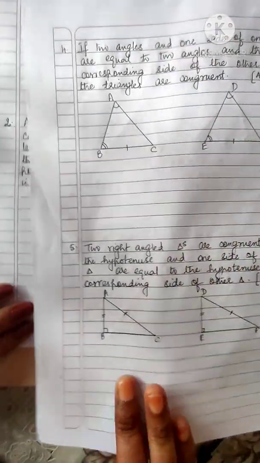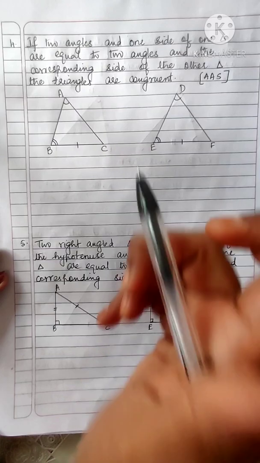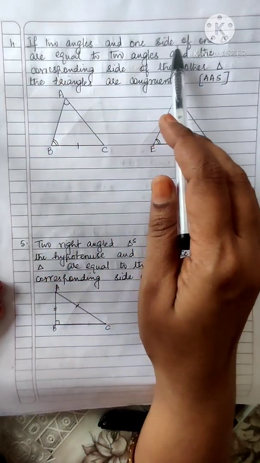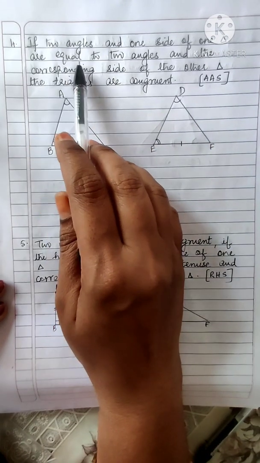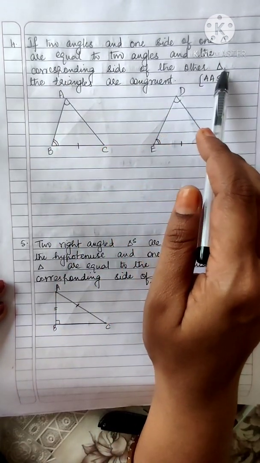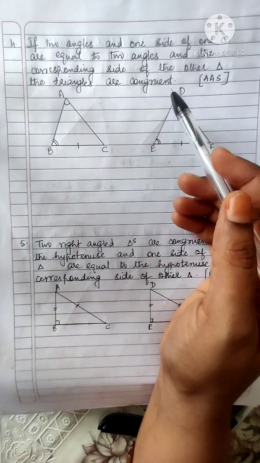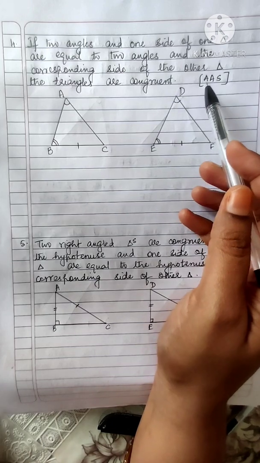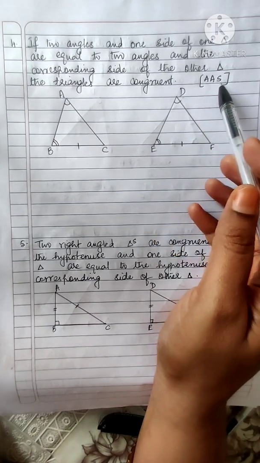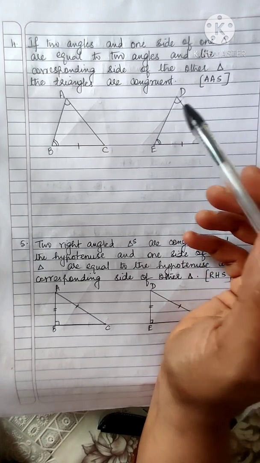Now moving on to the next condition, that is the fourth condition. If two angles and one side of one triangle are equal to the two angles and the corresponding side of the other triangle, the triangles are congruent. Here the side is not lying between the two equal angles, but the side is opposite to the equal angles.